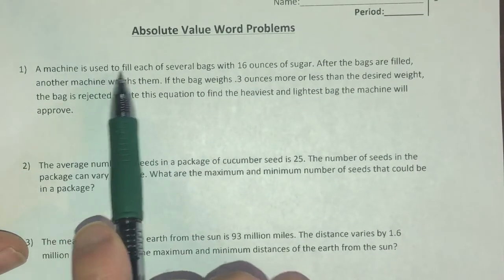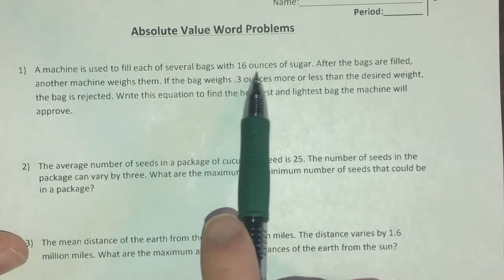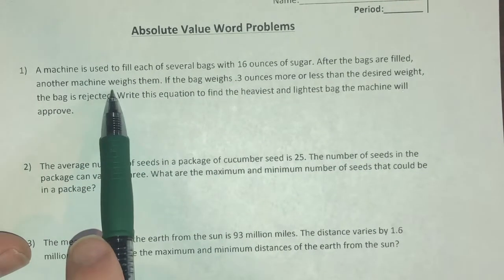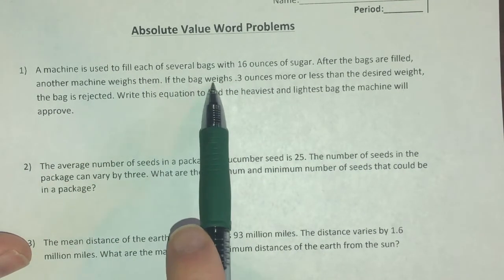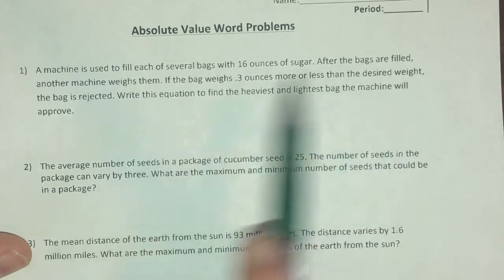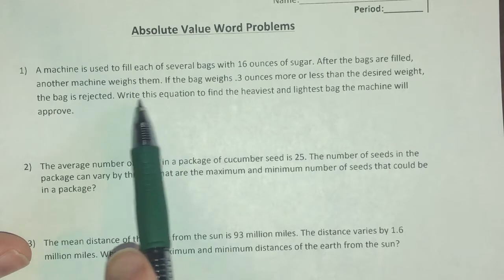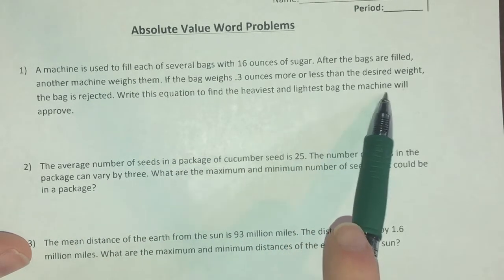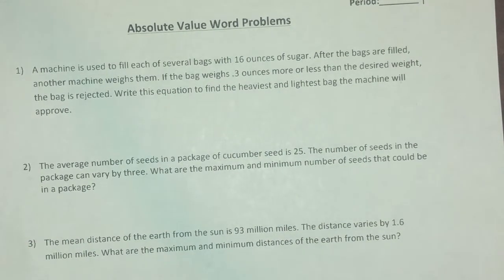A machine is used to fill each of several bags with 16 ounces of sugar. After the bags are filled, another machine weighs them. If the bag weighs 0.3 ounces more or less than the desired weight, the bag is rejected. Write an equation to find the heaviest and lightest bag the machine will approve. We could actually look at this as an equation or an inequality, okay? I'll show you an equation because this one asks us for an equation.